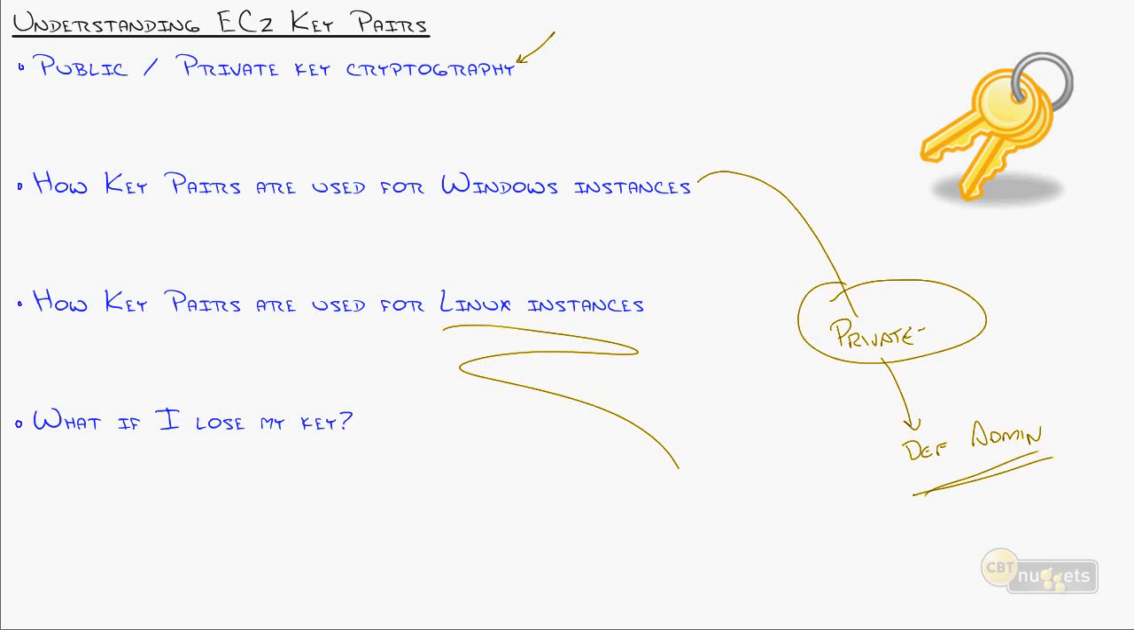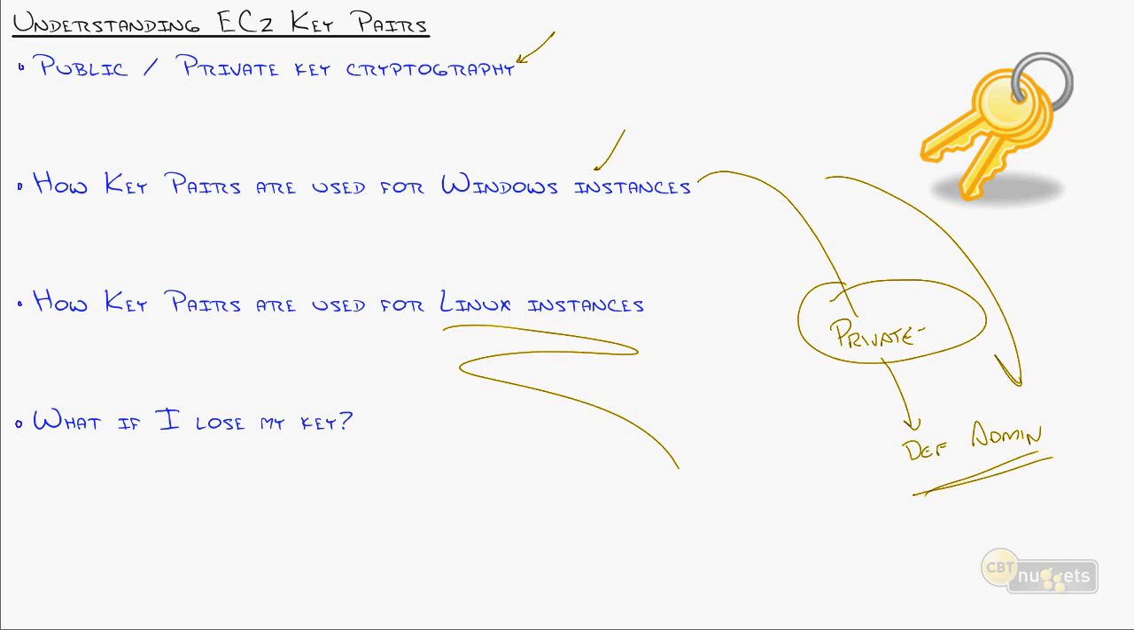Now, actually using the private key with Linux is a little bit more difficult than with Windows, because with Windows you don't really use it, at least not for Windows itself. You just use it to figure out the admin password, and then you chuck it. You never really use it again after you change the admin password. But on the Linux side, it's part of the authentication.